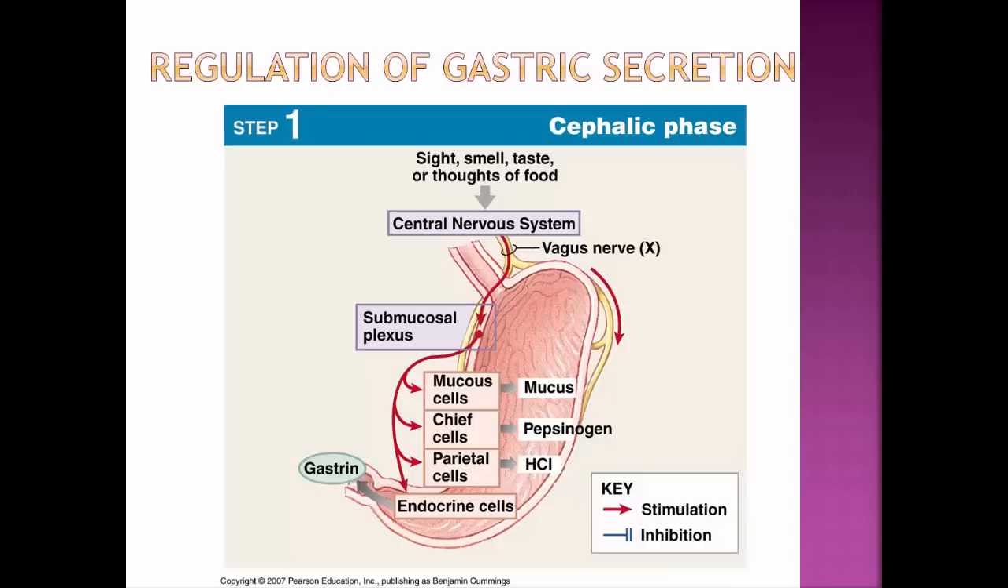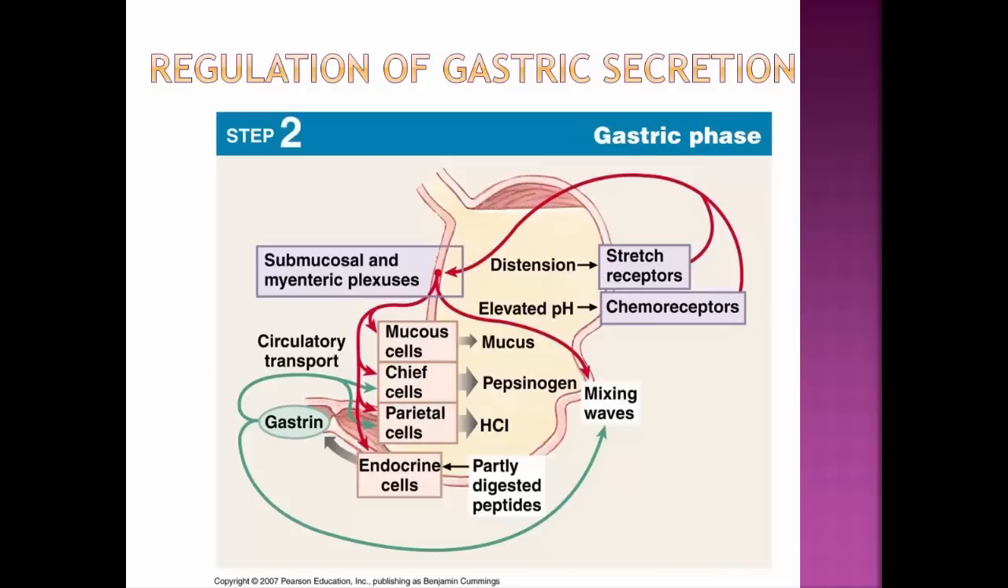First, the gastric secretion regulation by the cephalic phase. Here it's the sight, smell, taste, or even just the thought of food that gets the vagus nerve to send impulses down to the stomach and through the neural plexus of the stomach. It's going to get the mucus cells to secrete mucus, the chief cells to produce pepsinogen, and the parietal cells to produce hydrochloric acid. And then, of course, the endocrine cells are going to produce the hormone gastrin. We'll get back to gastrin in a little bit. But basically the idea is we're prepping the stomach for the food that we think is coming. If we think about food, taste the food, smell the food, we're thinking, oh, I'm going to eat, so now let's get the stomach revved up in anticipation of food coming.